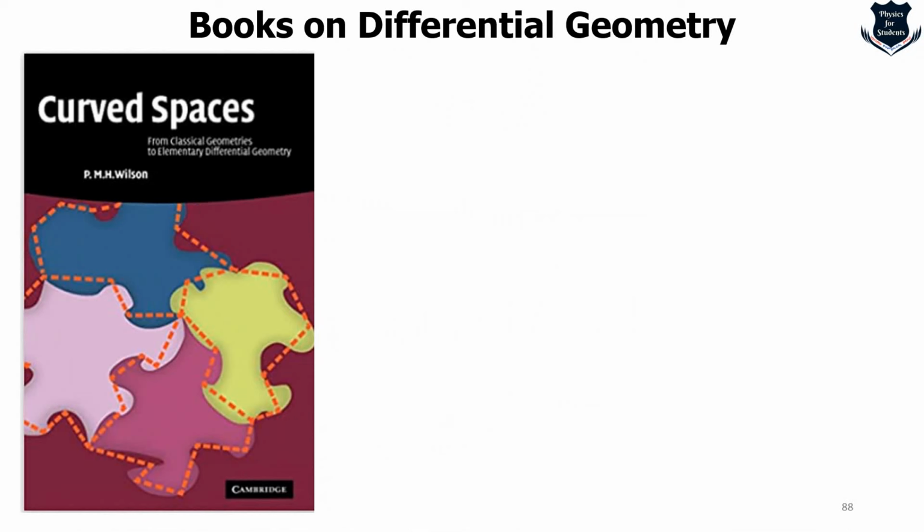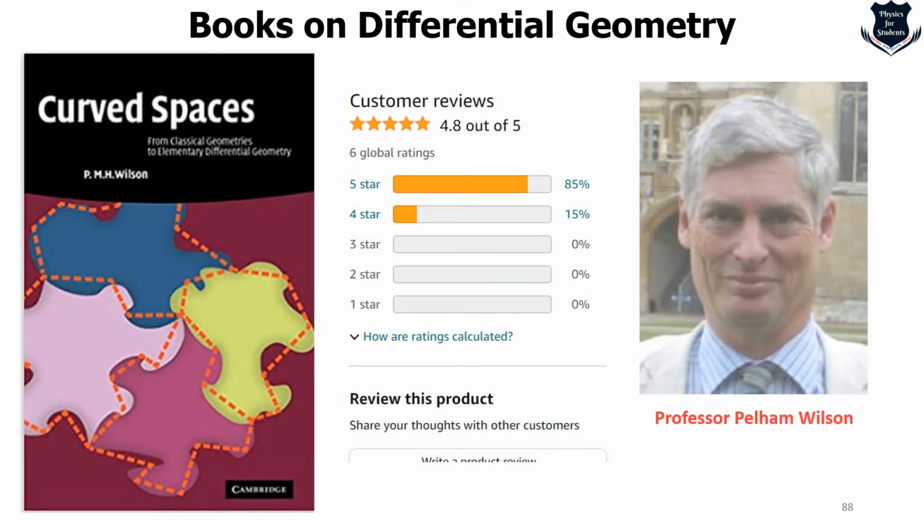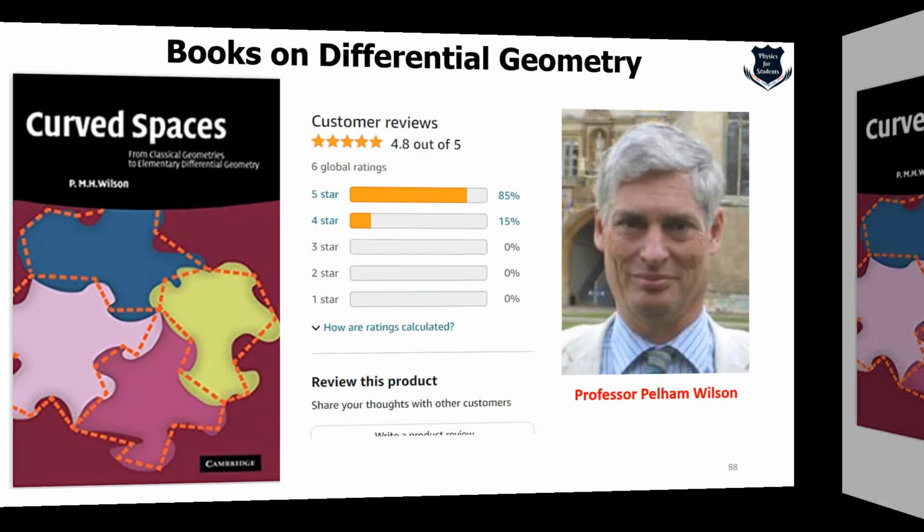Now, the next book which comes across is called Curved Spaces. This is also preliminary step number one, and this is by P.M.H. Wilson. This has got a fair amount of good reviews. 85% is tremendous, and this is Professor Pelham Wilson. So this is also by Cambridge, and this is quite a good book to study.